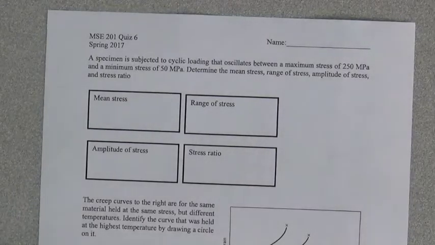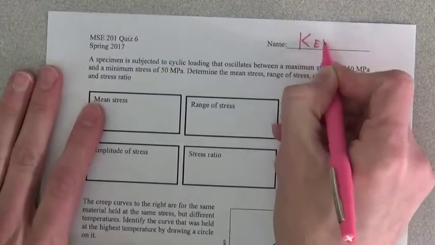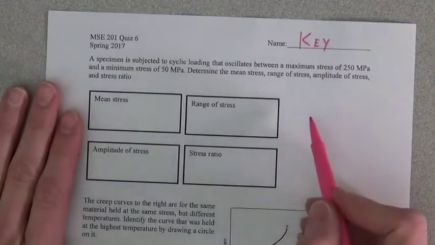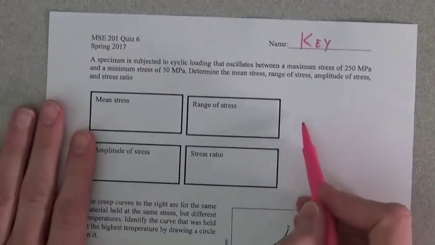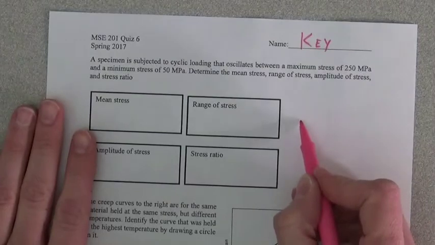Okay, so let's solve the problems in Quiz 6. This is basically a cyclic fatigue problem. It oscillates between a maximum and minimum. So it goes like this.